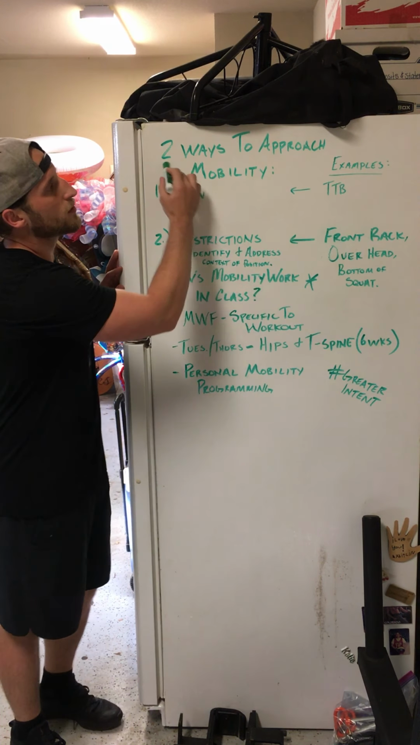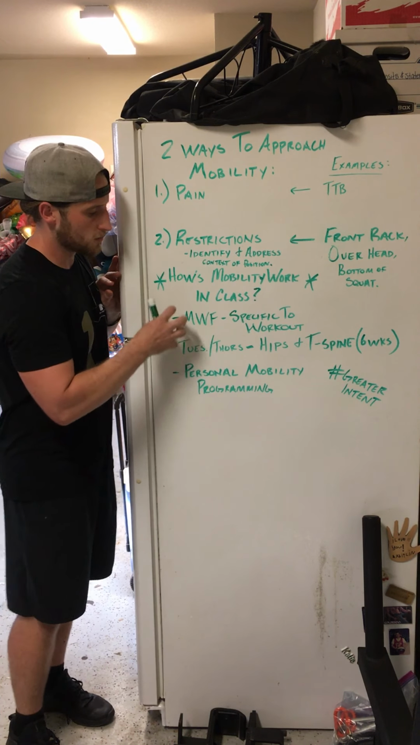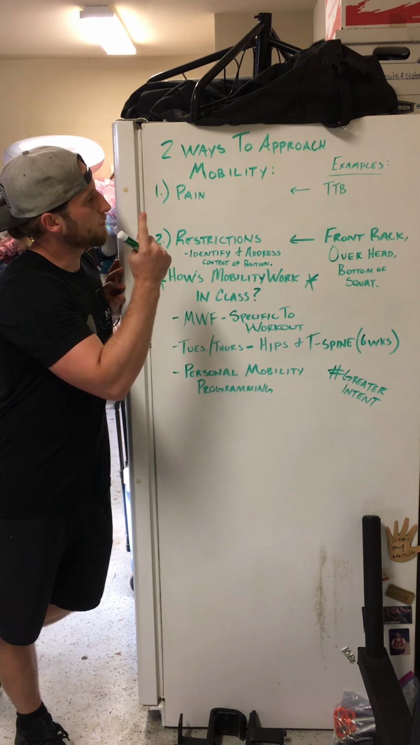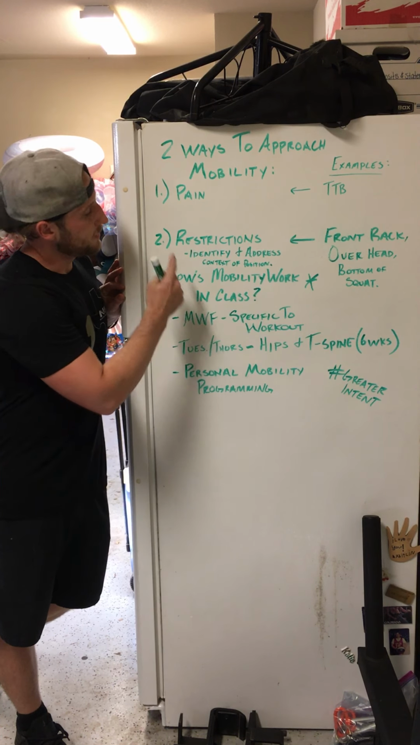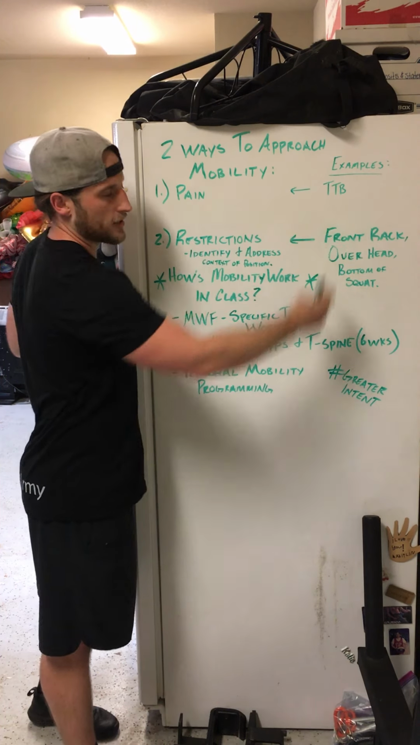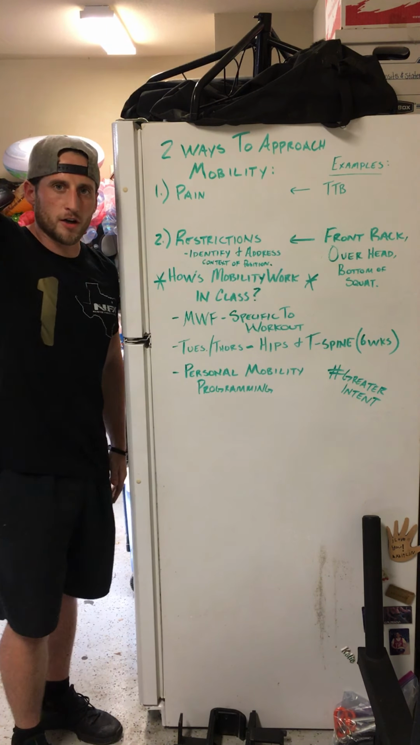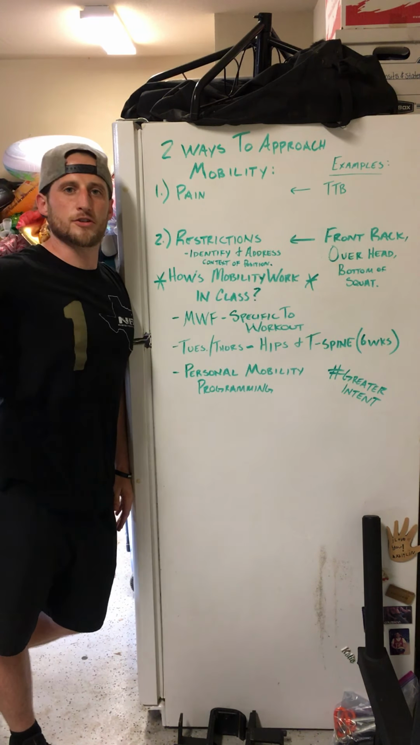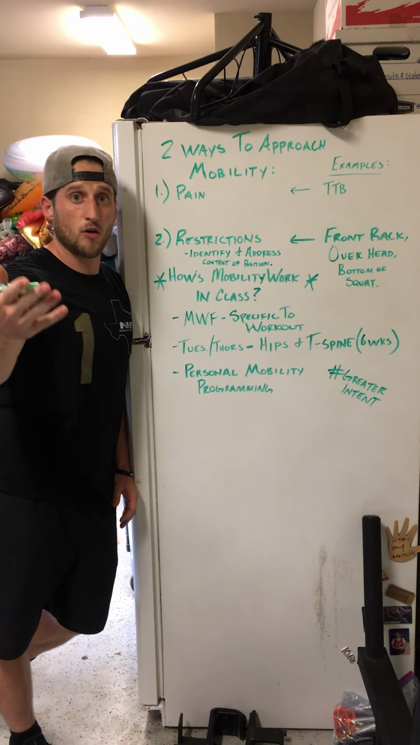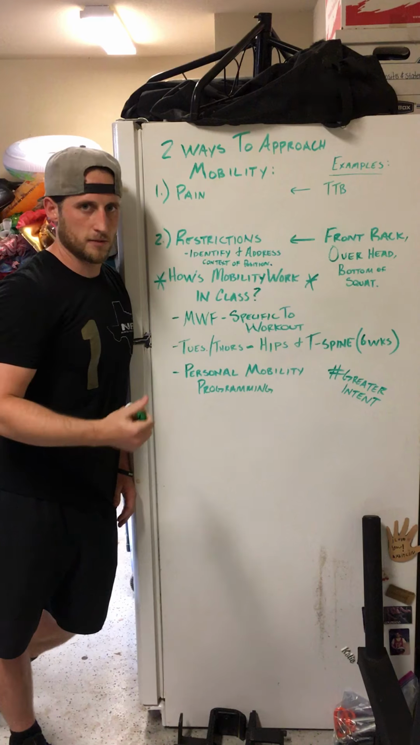Okay, let's talk about 2 ways to approach mobility and then how we're gonna address it in the class. One of the first ways is pain. The second way is restrictions. What does pain mean? An example is when we're hanging from the bar in a total bar position and we feel pain in our shoulder. There are things that we can do to address that pain and hopefully eliminate it, as long as there's no damage there.